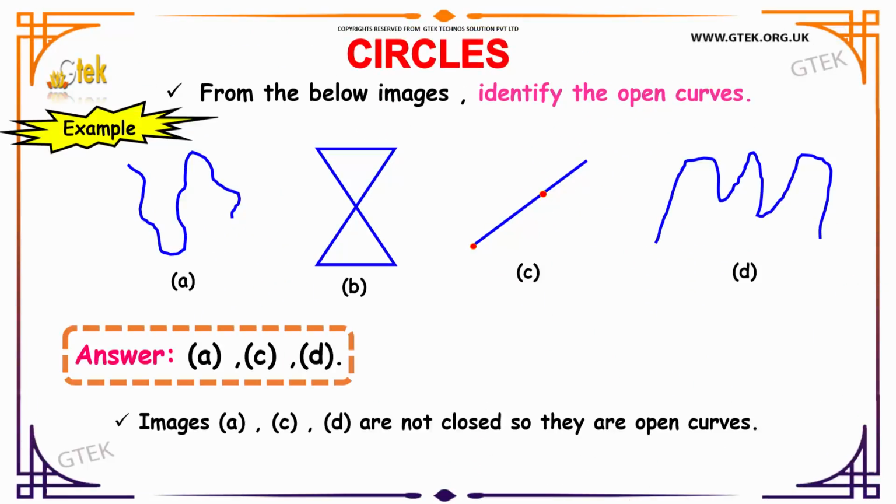From the images given here, you have to identify which is the open curve. You can clearly see that image B is the odd one out, since it is a closed curve and the rest of the images are open. Hence, they are known as open curves. A, C and D are open curves.